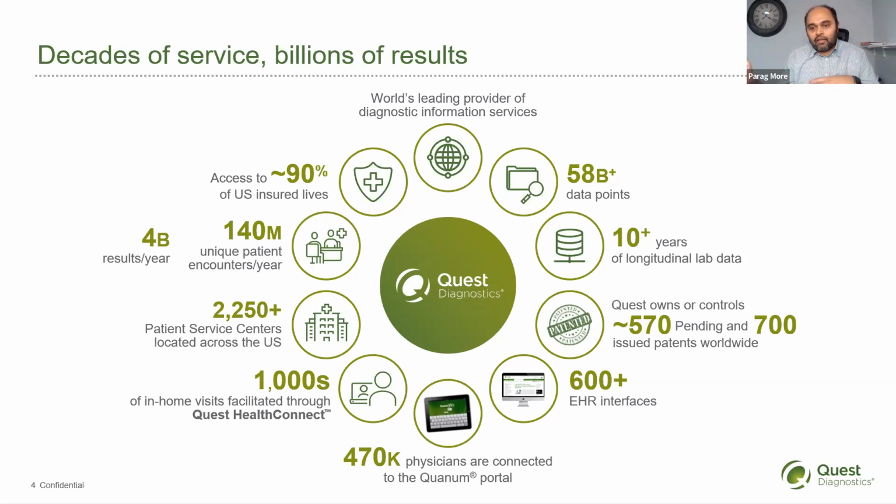Second anchor is that you combine that with the physician relationship. We get lab orders from more than 50% of the physician population in the country. We have access to more than 90% of US insured lives, and you combine all of that. One of the key stakeholders from a clinical trials, clinical research, or drug development perspective are the patients, the providers, and the sites that they are working with.